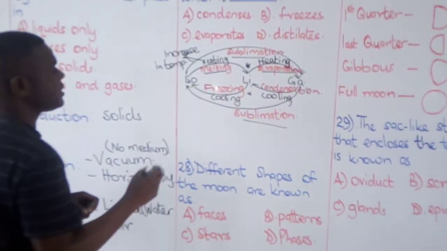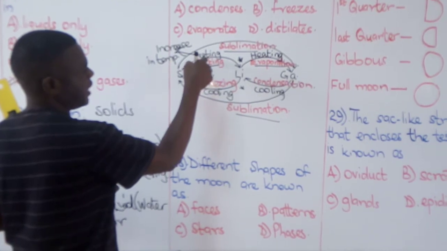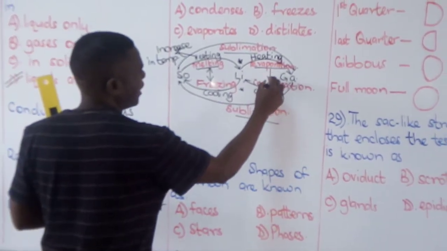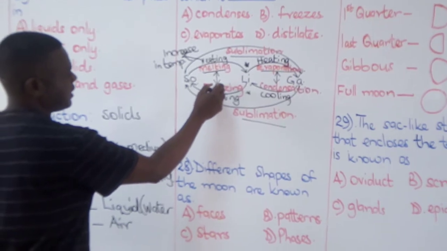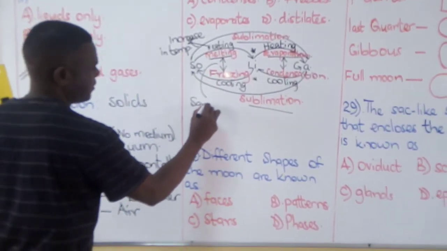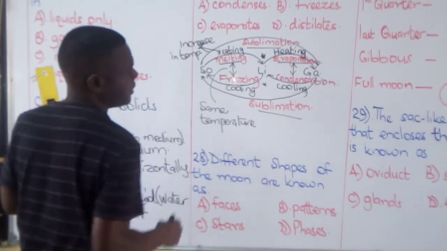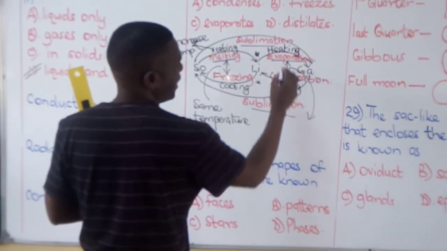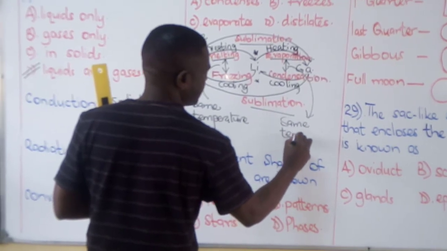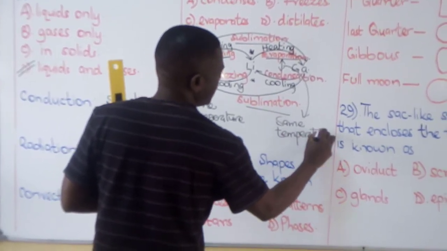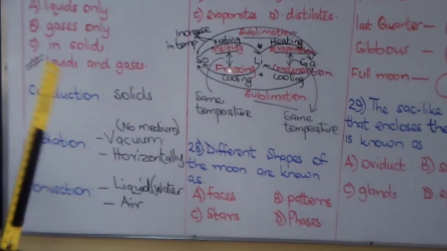All right? Now I want us to look at this diagram again and put arrows that way. This arrow points that way, and it again points that way. And the same thing happens here and there. These two processes, melting and freezing, happen at the same temperature. Again, these are the two processes here. Evaporation and condensation happen at the same temperature. When you draw that diagram that way, it is easy to know that they happen at the same temperature.